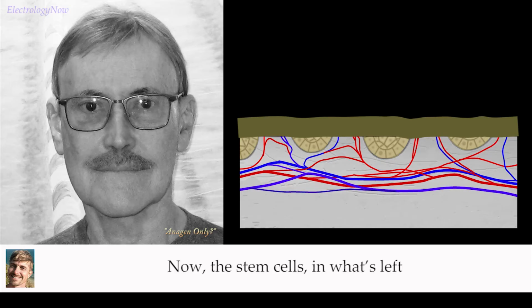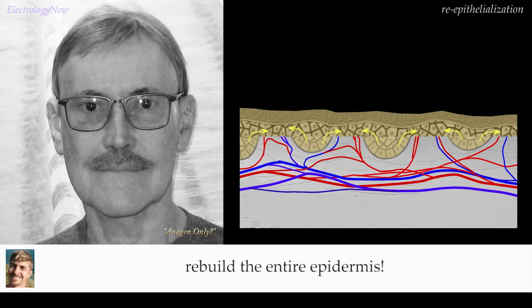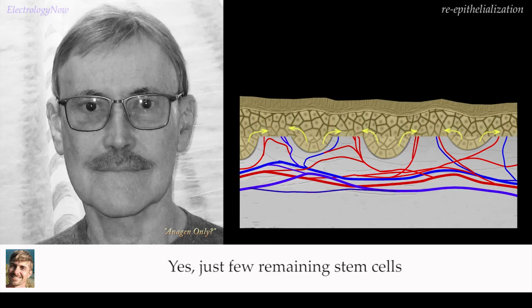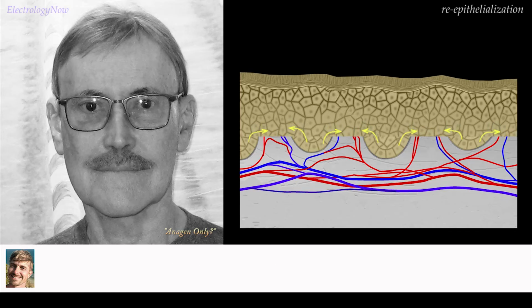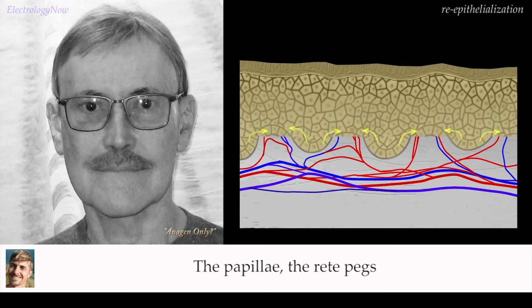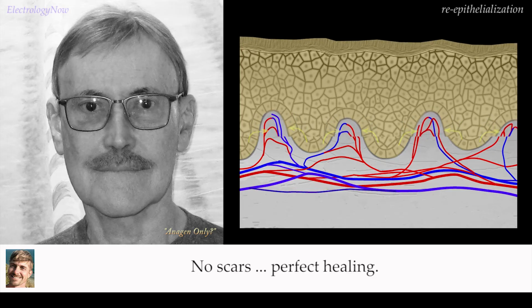Now, the stem cells in what's left of the epidermis migrate out under the scab. The stem cells, working with blood vessels, rebuild the entire epidermis. Yes, just a few remaining stem cells can rebuild the entire epidermis. The papillae, the reedy pegs, and all the layers of the epidermis. No scars, perfect healing.